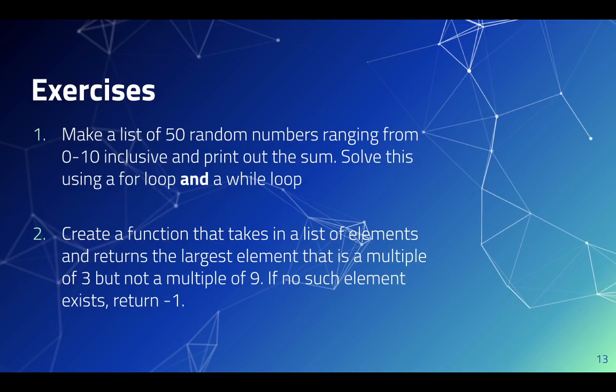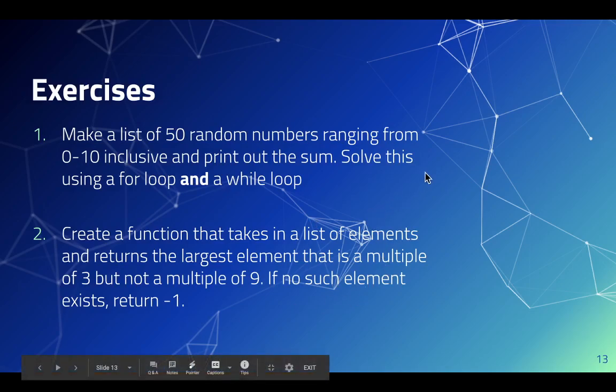Our second challenge was to create a function that takes in a list of elements, and assume the list of elements contains only numbers, and then it returns the largest element in that list which is a multiple of 3, but not a multiple of 9. So if our list contained 3, 6, and 9, then what we would have to return is not 9, we would have to return 6, because 6 is the largest number in that list which isn't a multiple of 9, but is a multiple of 3. And if no such element exists, so for example, if all our numbers were prime and none of them were multiples of 3, then you could return something like -1.